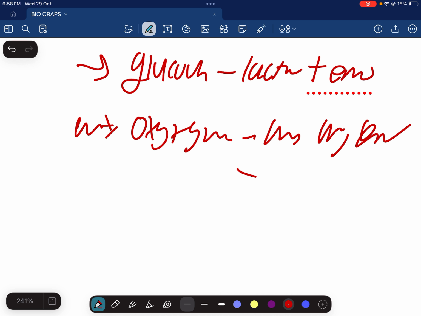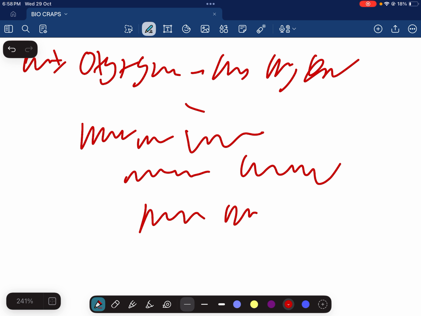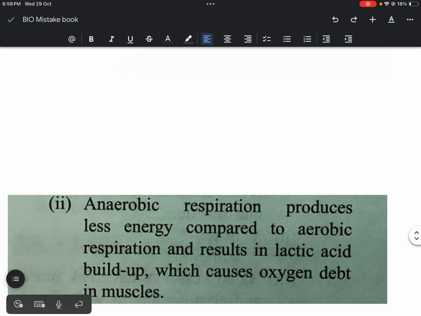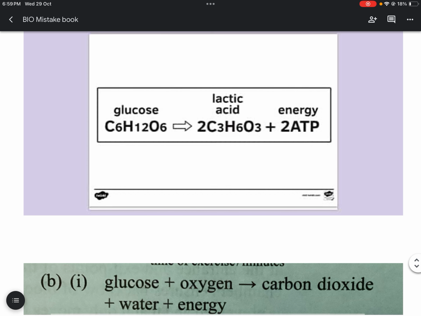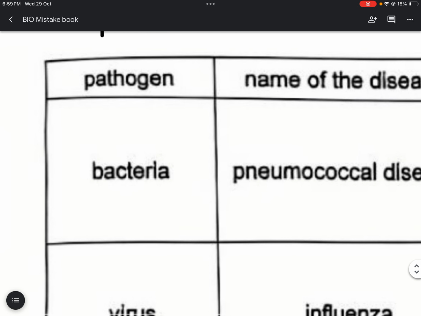So when we respire anaerobically, we receive less energy compared to aerobic respiration. Then we also release lactic acid, which can form an oxygen debt in our muscles. Okay, this is just to check for information. Okay, moving on. Fifth question.